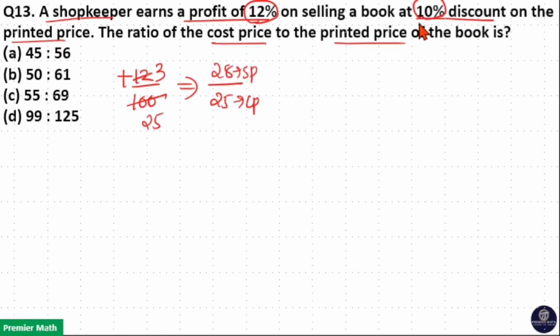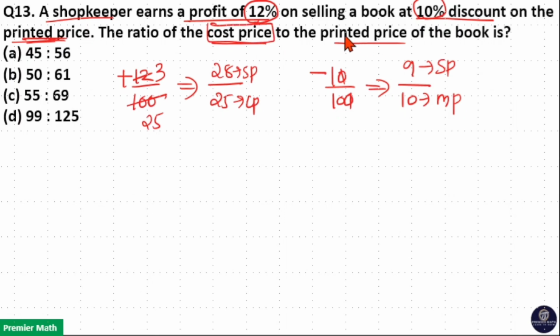Now there is a 10% discount on the printed price. Discount is on the printed price. Now discount means minus. So 10% means 10 by 100. Now minus 1 by 10 means if 10 part is the printed price, because discount is on the printed price. If 10 part is the marked price or printed price, that means price tag, then 10 minus 1, 9 part is the selling price. If 10 part is the price tag, then 9 part is the selling price. Now we need to take the ratio of cost price and the printed price. So first write the cost price here. Cost price is to selling price here is equal to 25 is to 28.